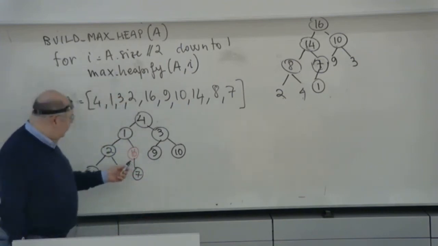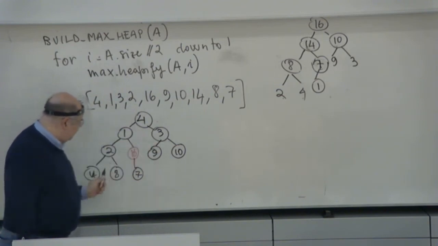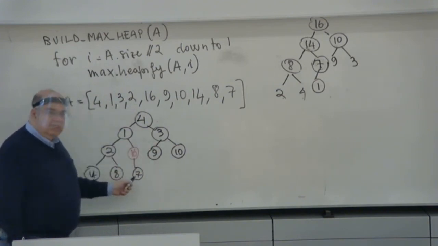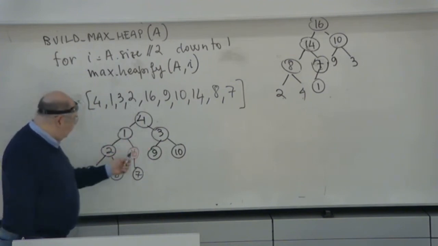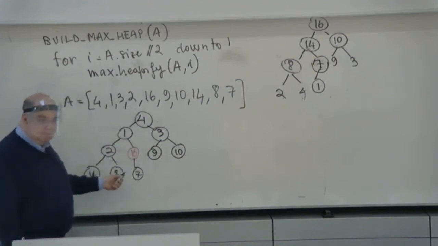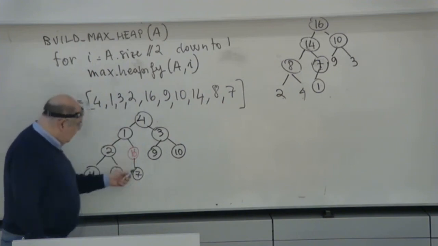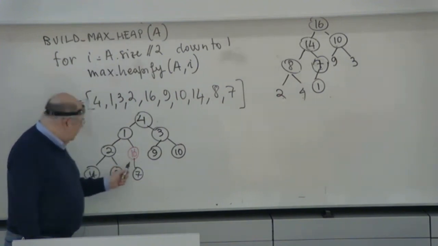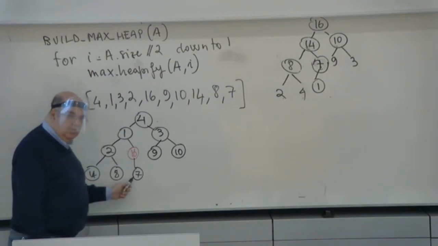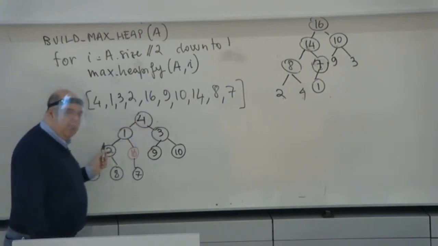I started from here because there are 10 entries in the array: 1, 2, 3, 4, 5, 6, 7, 8, 9, 10. The size is 10, so you start from 5, which is the first one with a child. You start from this, and this is already okay, because it is greater than its only child, and then you move back. So you are moving back in this line.